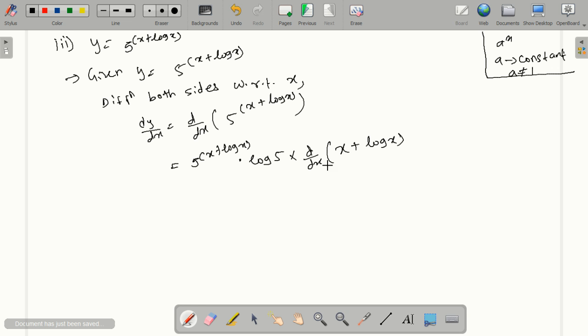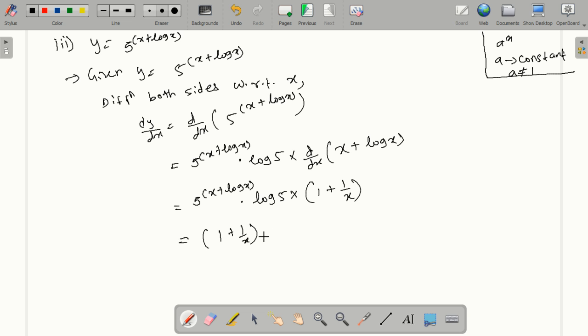This is as per chain rule, right? So the answer would be 5 raised to x plus log x into log 5. And if you find the derivative of this term, the derivative of x is 1 plus derivative of log x is 1 upon x, right? Pretty much easy. So your answer would be 1 plus 1 upon x into log 5 into 5 raised to x plus log x. This is your dy by dx. So this is how you basically solve the derivative of some of the composite function.